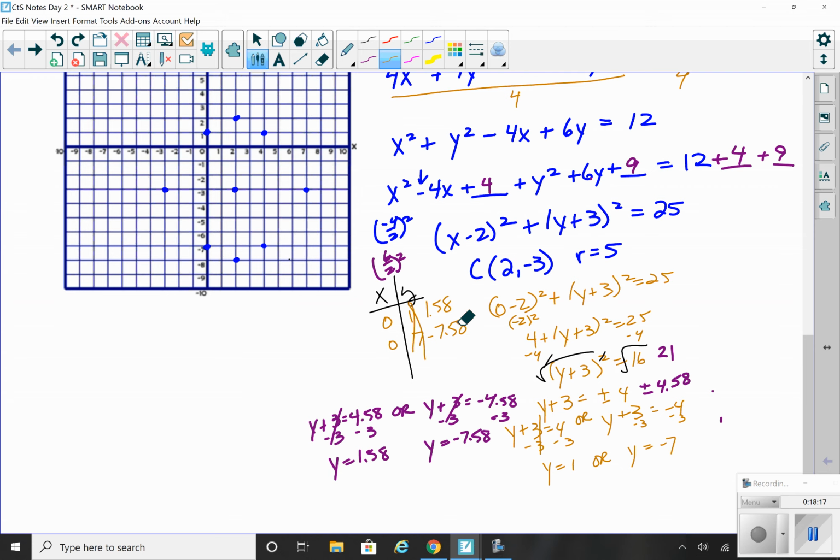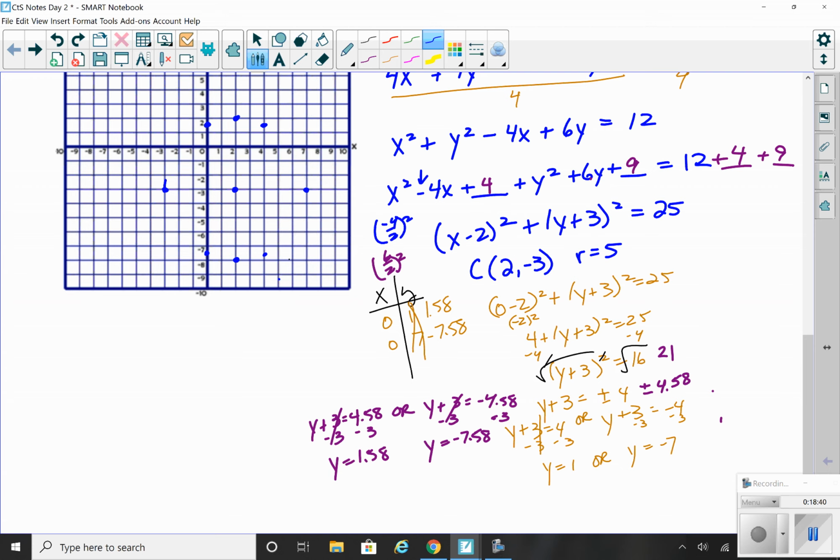So I found my mistake, which means I'm going to go back and replot those additional points that I came up with on my graph. So if you have (0, 1.58), that's about right there. Here's the symmetric point. And then the other one was (0, negative 7.58), which would be down here. Now this seems more reasonable when I go to draw my graph.